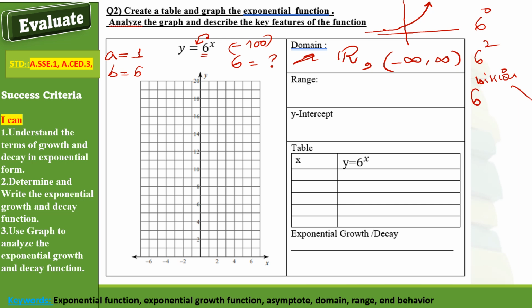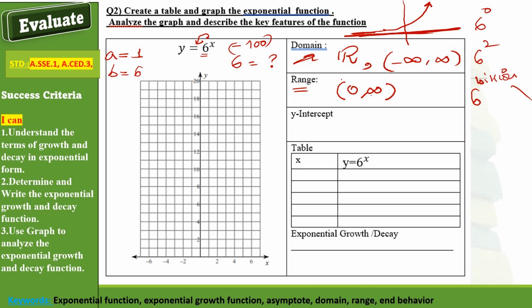Now what is the range? I have just studied what happens to the exponential function: it doesn't touch the 0. It will come a little bit closer to 0, but it doesn't touch 0, and it goes on and on. So it means that the range is from 0 to infinity for all exponential growth functions. Since 0 is not included, I write a small bracket, and for infinity I always use a small bracket.